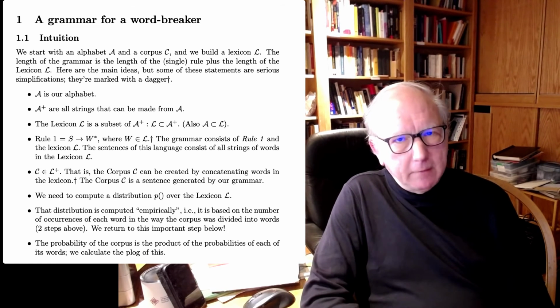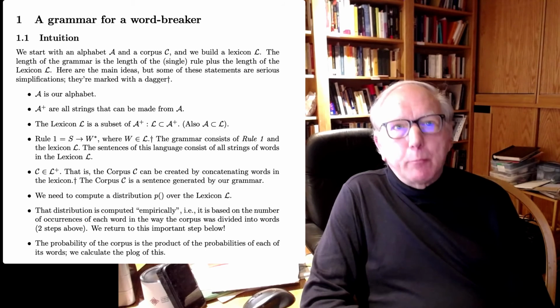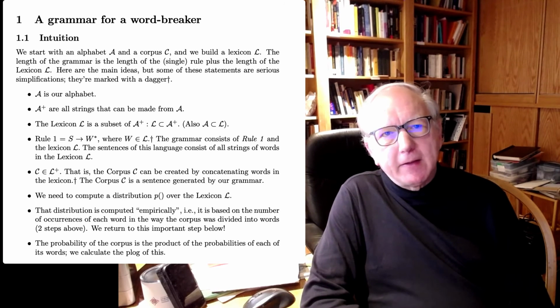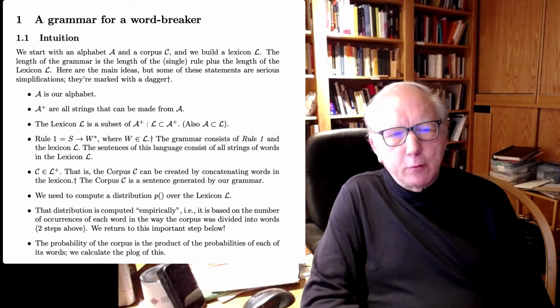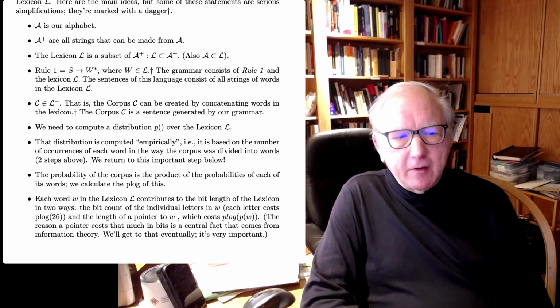And as you can see, there's going to be more than one possible way to do that. The probability of the corpus is the product of the probabilities of each of its words, and we can calculate the plog from that. So the plog of the corpus is the sum of the plogs of the individual words. Each word W in the lexicon L contributes to the bit length of the lexicon in 2 ways.